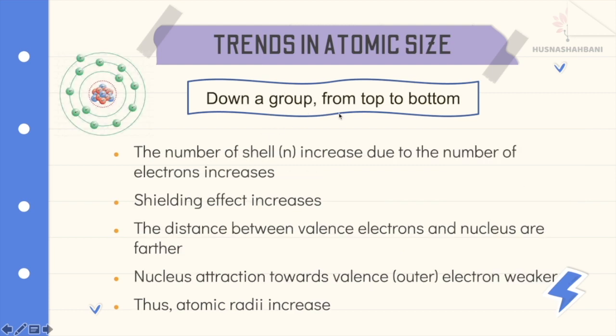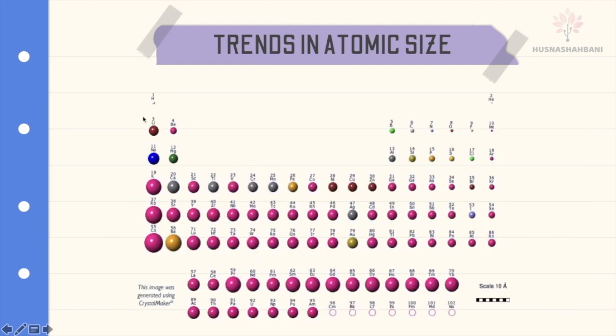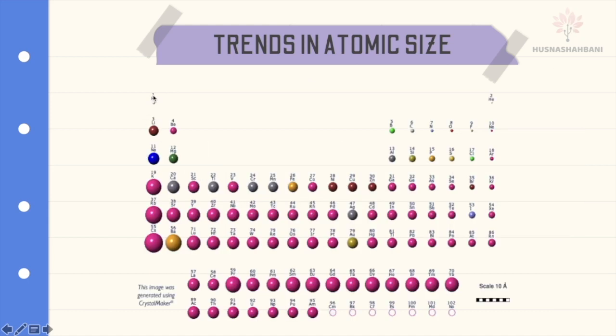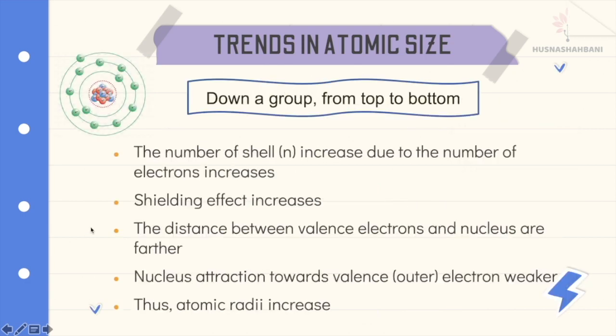Down a group from top to bottom, the atomic size increases. Down the group, the proton number increases. Same, now proton number 1, 3, 11, 19, 37, 55. Proton number increases.